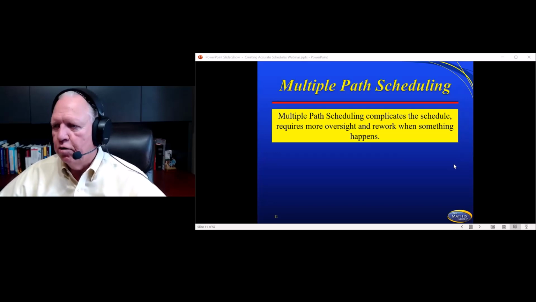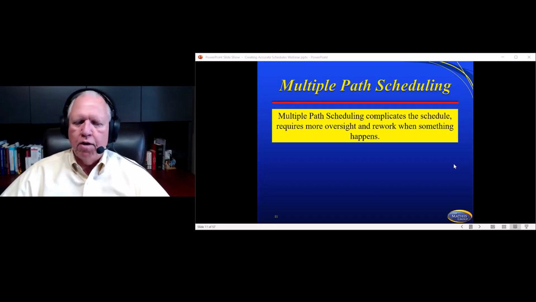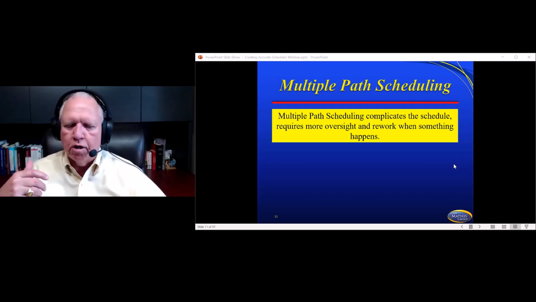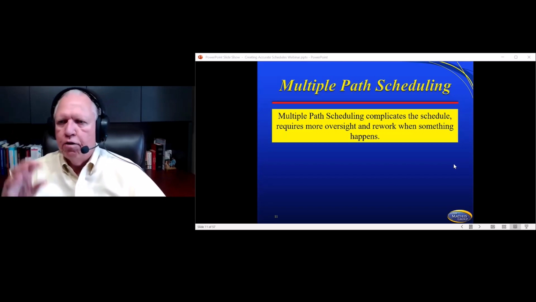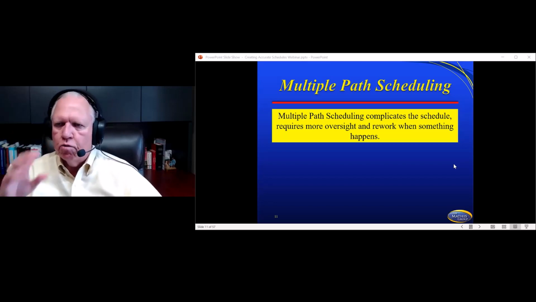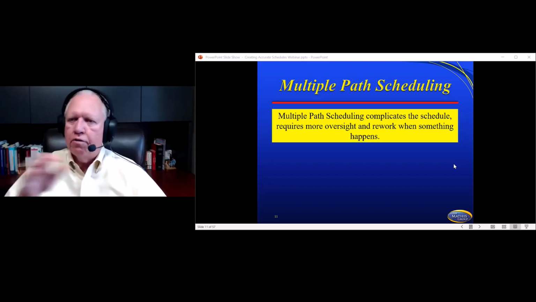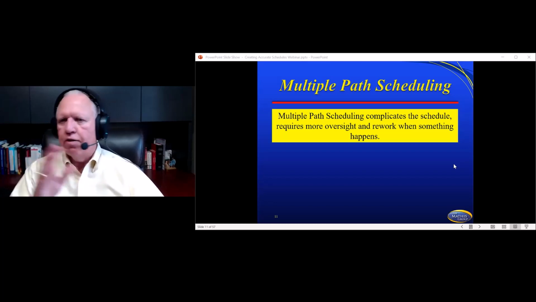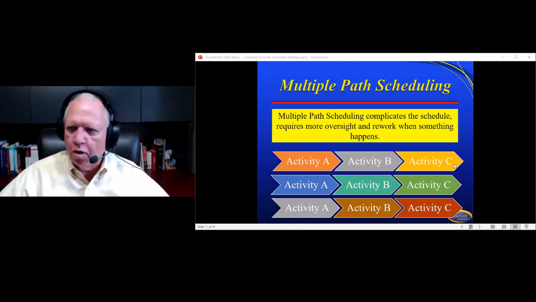This is the real world that most of you are dealing with, I think. And so a multiple path of scheduling complicates the schedule because it requires more oversight, more rework than anything else. The reason is because you've got so much stuff running. If you've got multiple paths of scheduling running with just one project, think of how complicated it is for those of you who are running 3 to 5. You've got so many things running that if anything goes wrong, you've got that domino effect happening. And so this is really the visual of what we get into.